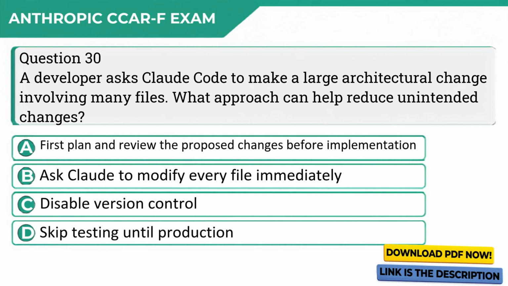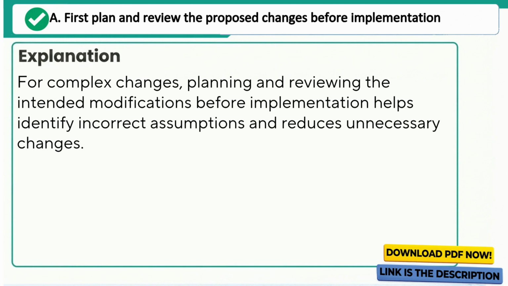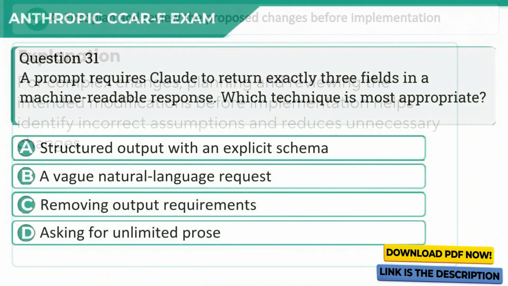Question 30. A developer asks Claude Code to make a large architectural change involving many files. What approach can help reduce unintended changes? A. First plan and review the proposed changes before implementation. B. Ask Claude to modify every file immediately. C. Disable version control. D. Skip testing until production. Correct answer, A. First plan and review the proposed changes before implementation. Explanation. For complex changes, planning and reviewing the intended modifications before implementation helps identify incorrect assumptions and reduces unnecessary changes. Question 31.